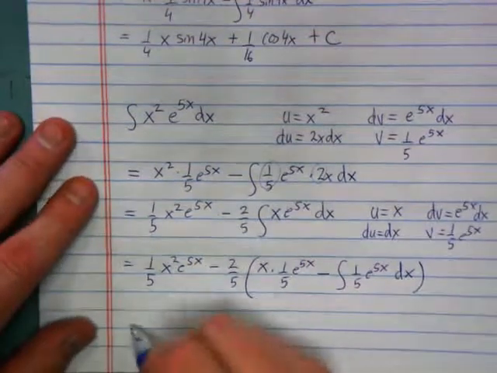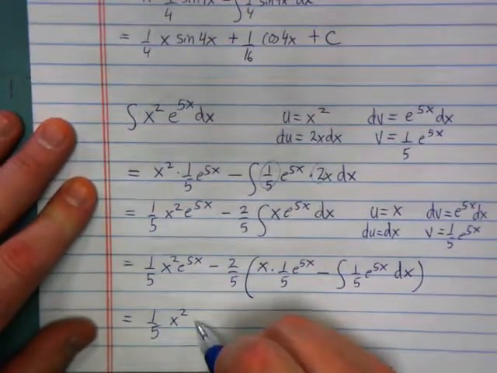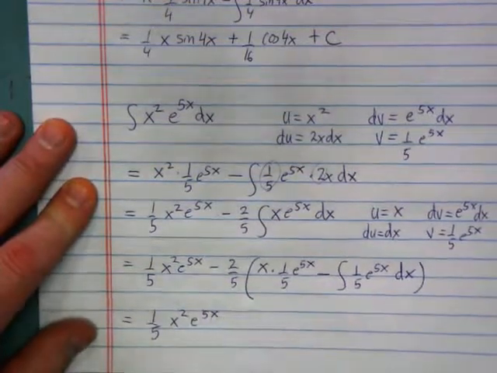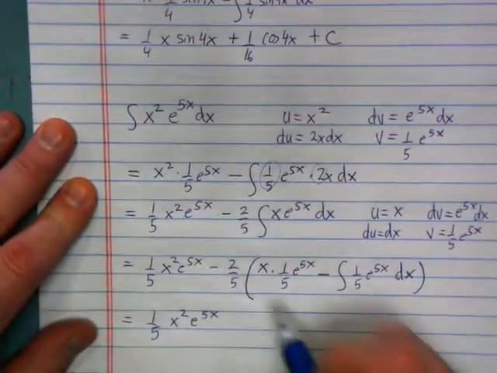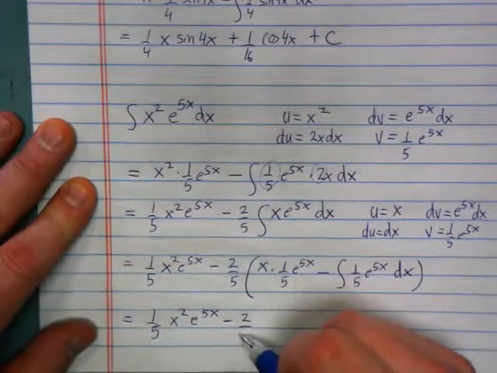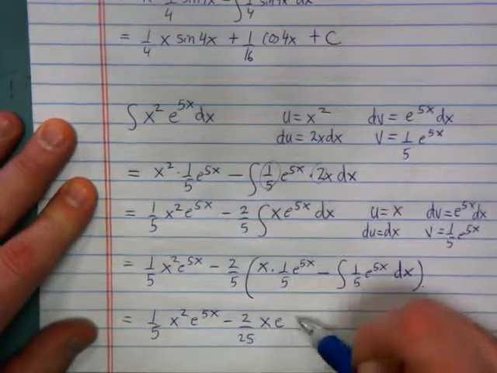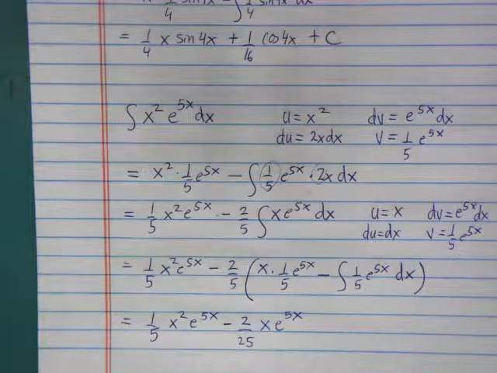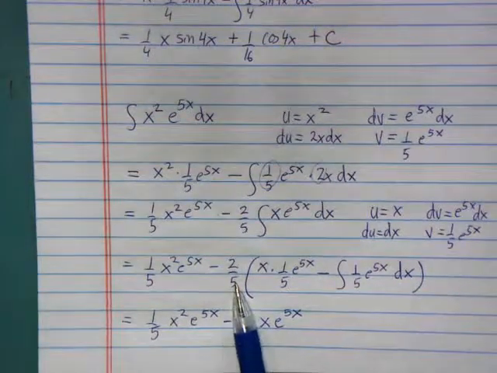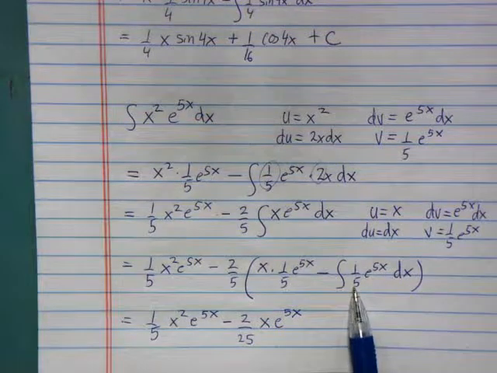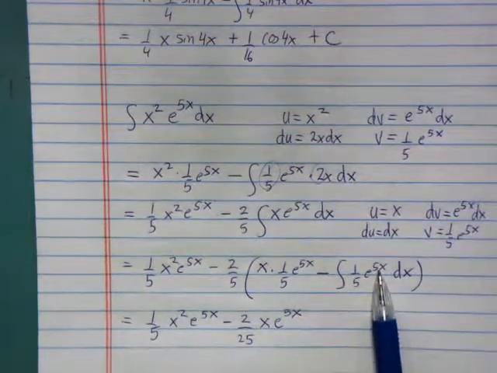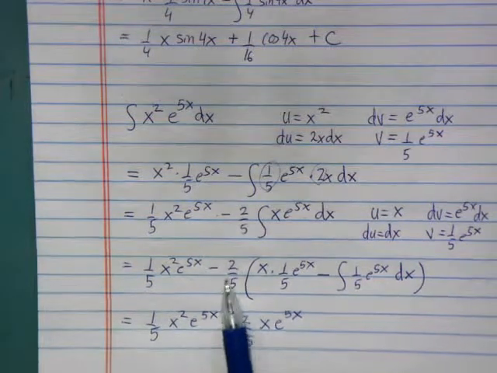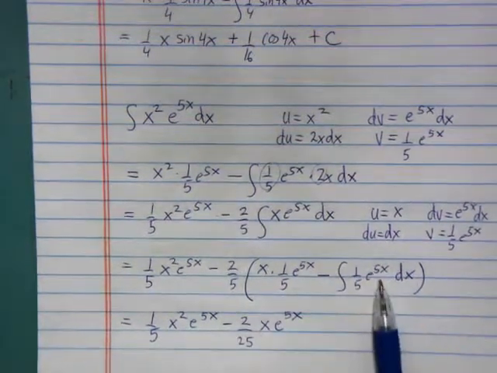All right, so it looks like our final answer is 1/5 x squared e to the 5x. I'm going to distribute this minus 2/5 through, so that's minus 2 over 25 x e to the 5x. And then I'm going to have a negative 2/5, and then a negative 1/5. But then when I integrate one more time, what's going to happen? I'm going to get another 1/5, aren't I? When I integrate e to the 5x, I'm going to end up with another 1/5. So I've got a negative 2/5, a negative 1/5, and another positive 1/5.